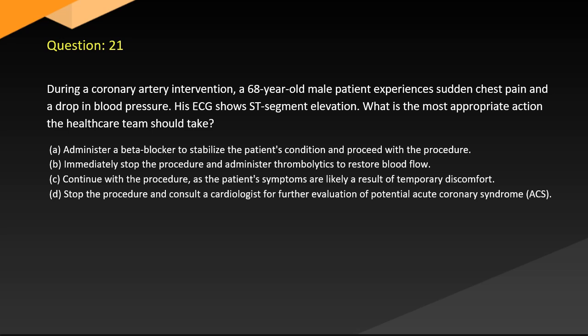A. Administer a beta blocker to stabilize the patient's condition and proceed with the procedure. B. Immediately stop the procedure and administer thrombolytics to restore blood flow. C. Continue with the procedure as the patient's symptoms are likely a result of temporary discomfort. D. Stop the procedure and consult a cardiologist for further evaluation of potential acute coronary syndrome, ACS.